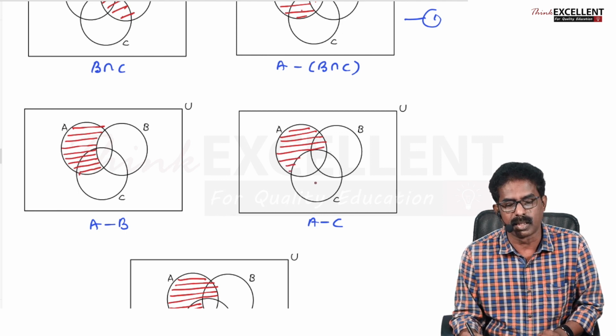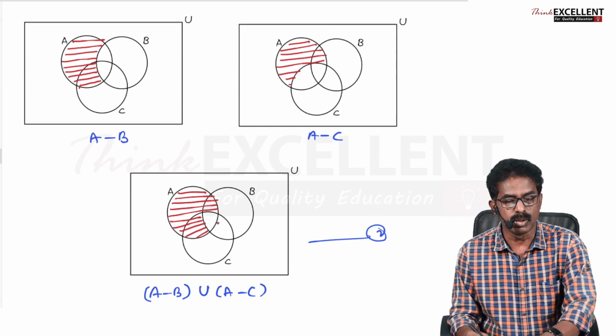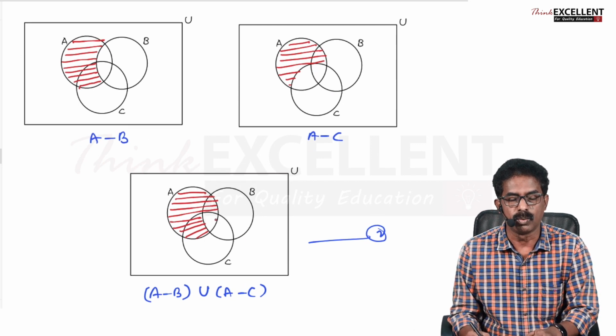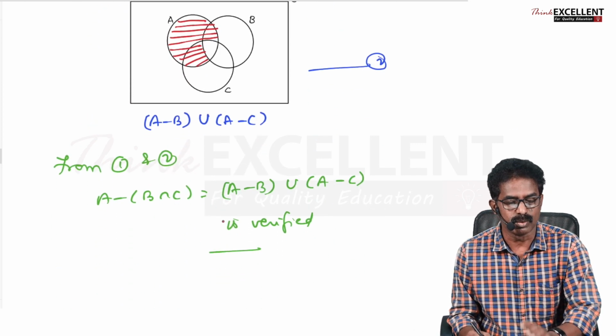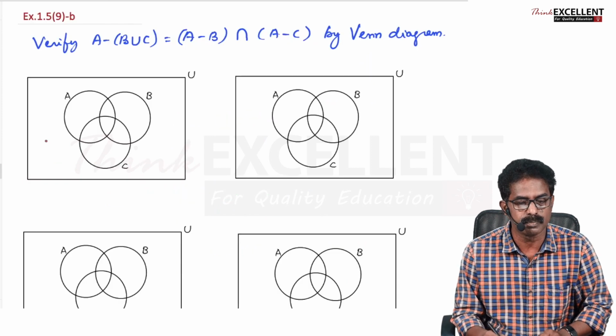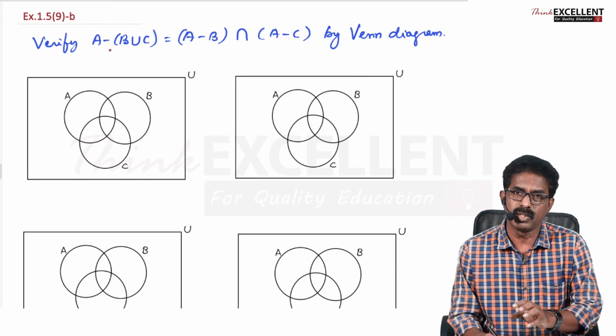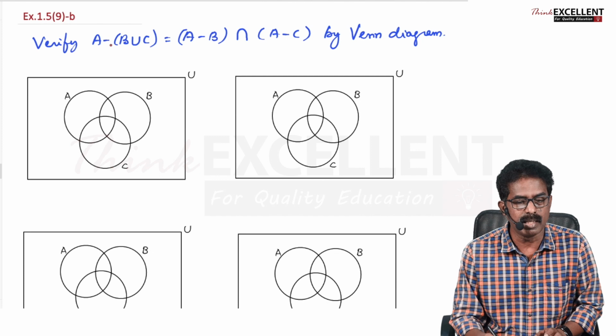Okay, in A but not in C. If you take the union of these two, you will get this one. Then finally the conclusion from 1 and 2. Look at another one. I'm just going to tell you, you can shade it. A minus (B union C).